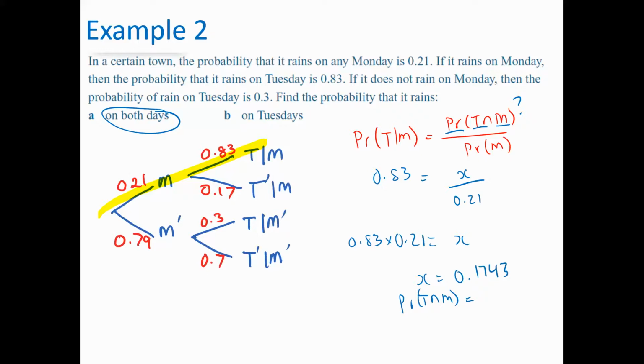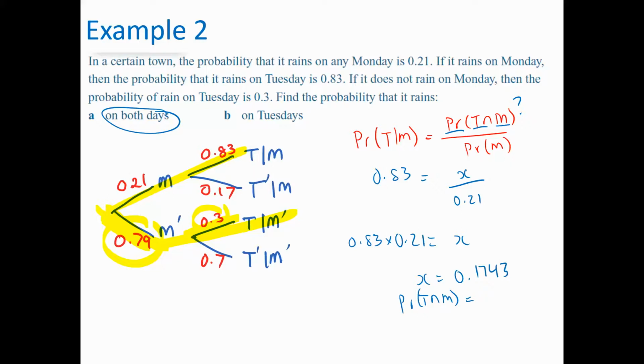How do you do it for Tuesday? Raining on Tuesday only. I just want Tuesday to rain. What's the chance of Tuesday raining? How do I find that one out? Yes, Ben. Don't you times them and add the Monday not raining and Tuesday raining? Very good. So these are the two, which you were right, but you were missing the 0.79 because 0.3 is just this second branch here. You still need the chance of Monday not raining.